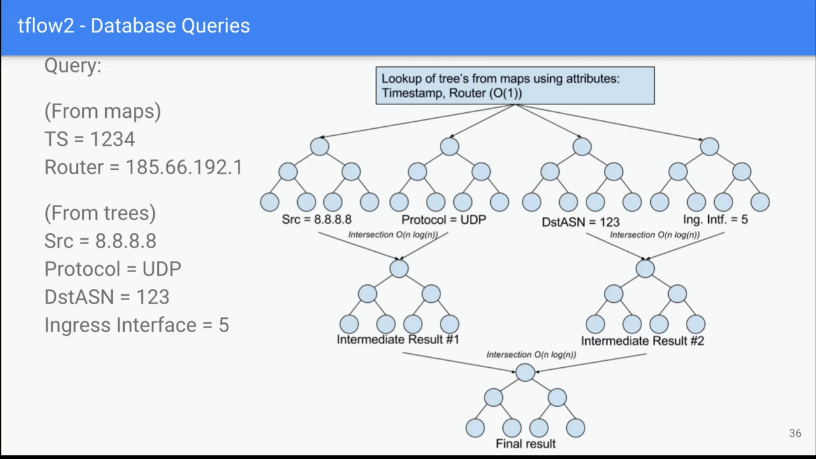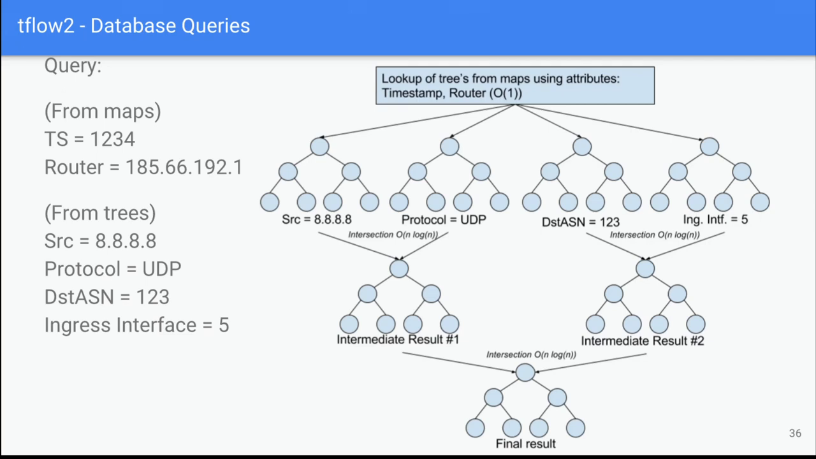Again, we can find these four trees. For all of these four attributes, we have a tree that represents all flows that fulfill this criterion. We have four trees. What we have to find is the common elements of the four trees. So what we do is take the left tree and traverse it. For each element that you find in the tree, you go to the second tree and do a lookup and check: is this flow also in this tree? If it is, it goes into the intermediate result tree down here in the middle left. If it is not, you skip it and go to the next one.